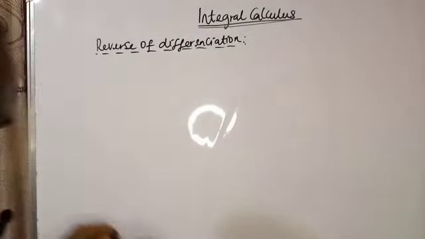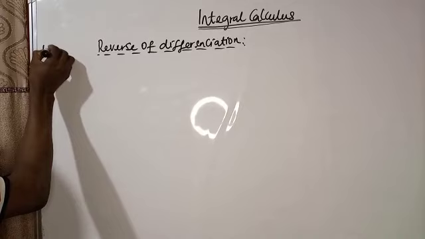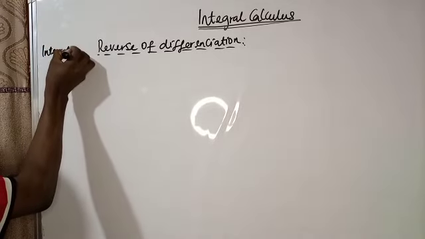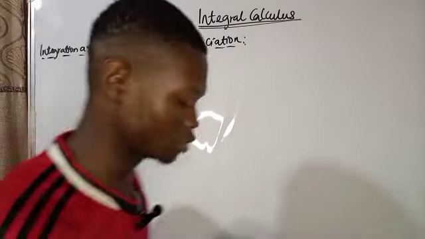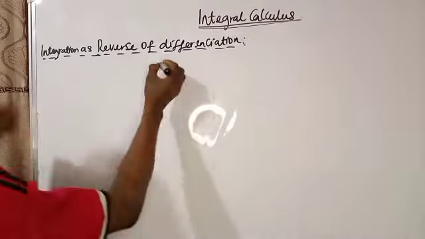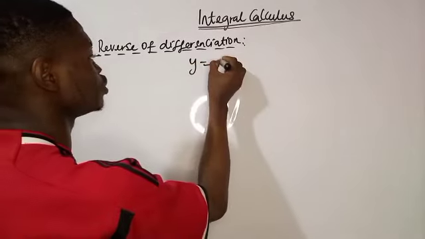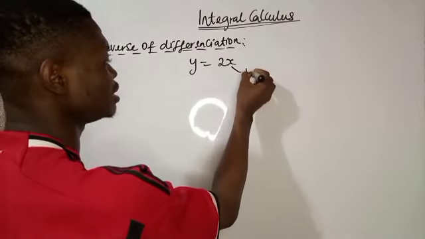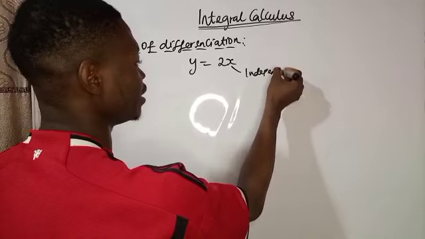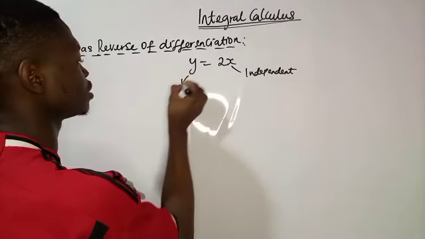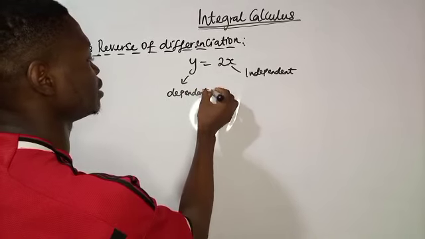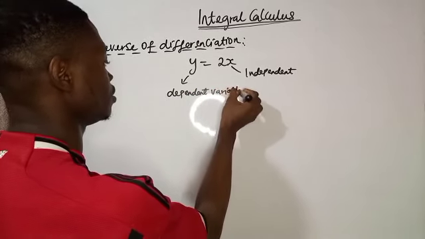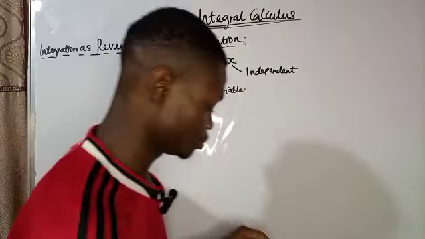Integration as the reverse of differentiation. So let me recall your mind. In differentiation, if you have y is equal to 2x, this one is the independent variable, and this one is the dependent variable.